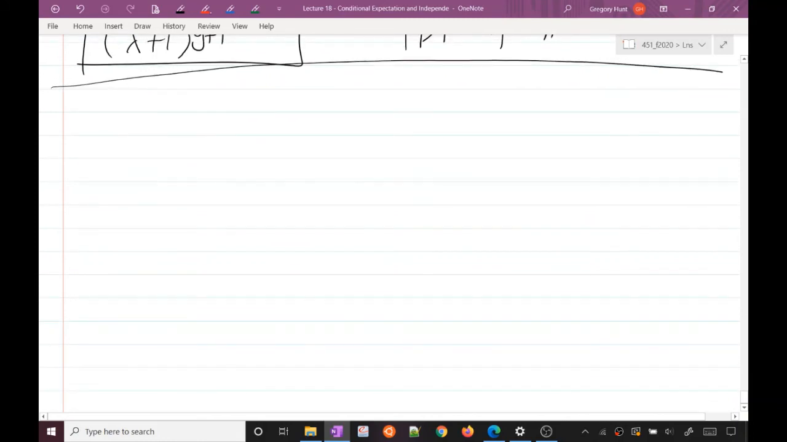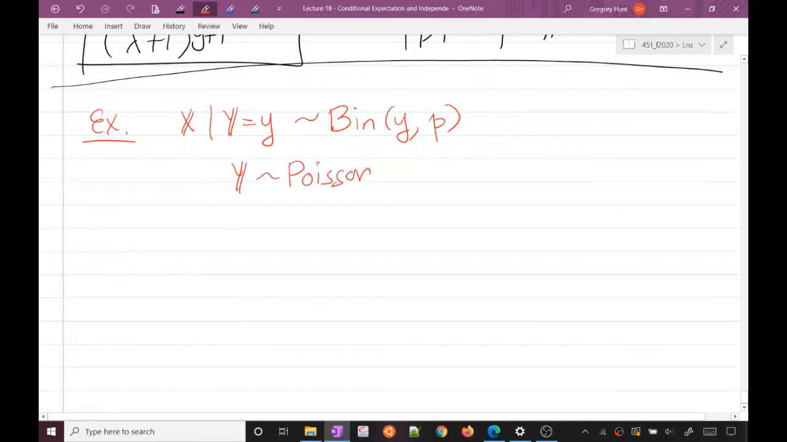Here's another one we can play. So you can do all sorts of these fun problems. I can come up with a lot of these, and you'll see them in homework. So let's say x given y is little y is a binomial with number of trials little y and some probability p. And y itself follows a Poisson distribution with parameter lambda. So here's the setup. First, I generate y as Poisson, and then, given that value of y, I'm going to generate a random variable x that follows a binomial with y trials.